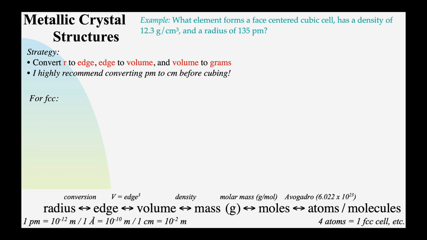So let's actually do this problem, all right? The first things we're going to do, we're going to turn the radius into the edge, the edge into volume, volume into grams, and we're definitely going to convert picometers into centimeters sooner rather than later, all right? At the very least, do it before you do the volume. You could do it right away, whatever you want to do. For face-centered cubic, the edge equals 4 times the radius divided by the square root of 2. So when I put this into my calculator, to 3 significant figures, I got 382 picometers.